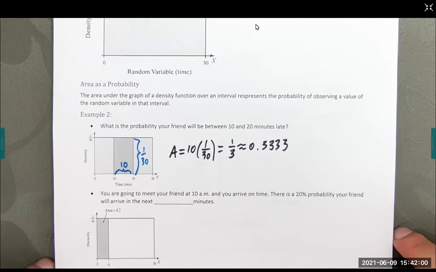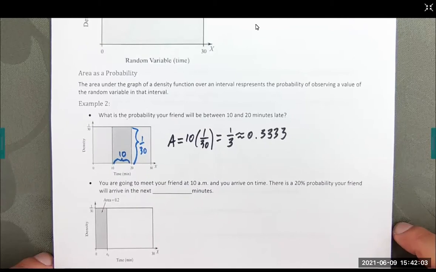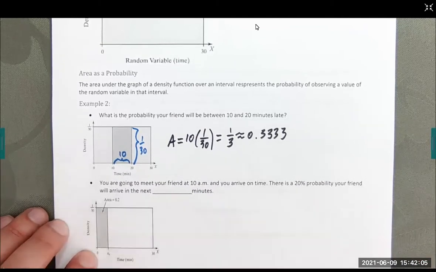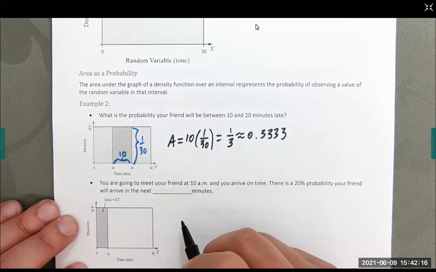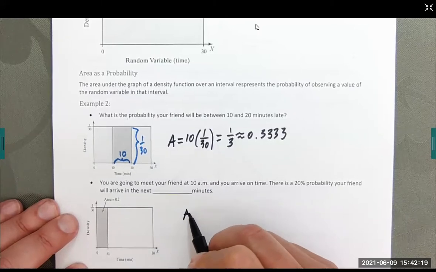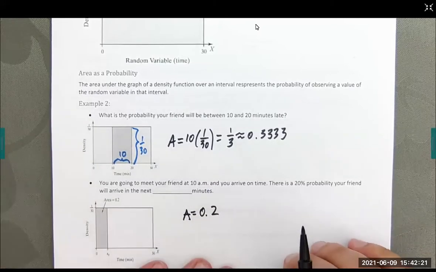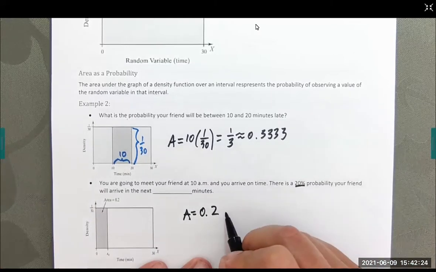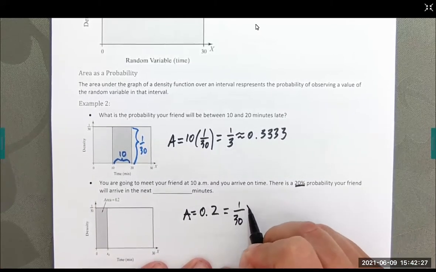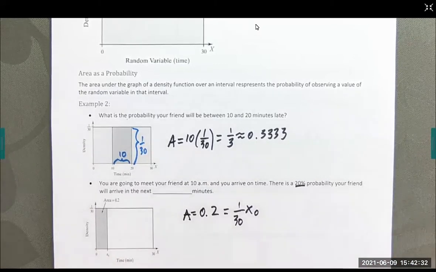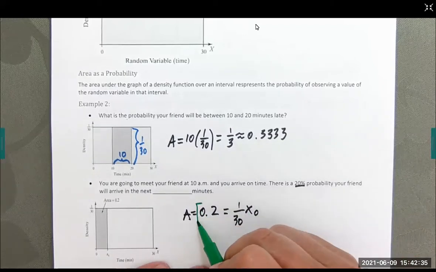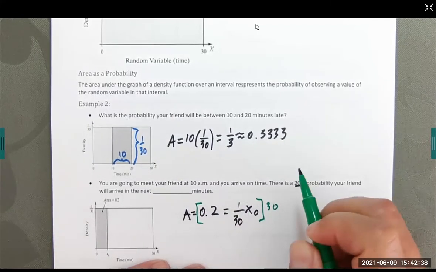Now we're going to go the other way. What if we're given the area, but we don't know how long they're going to be late? So they say, you're going to meet your friend at 10 a.m. You arrive on time. There's a 20% probability your friend will arrive in the next how many minutes? So we're going to work this a little backwards. So the area, which we know is 0.2, that's the 20%, is going to be equal to 1 over 30 times x naught. That's this length right here. Well, we're going to go back to our old algebra tricks, multiply both sides by the LCD, which is 30 in this case.